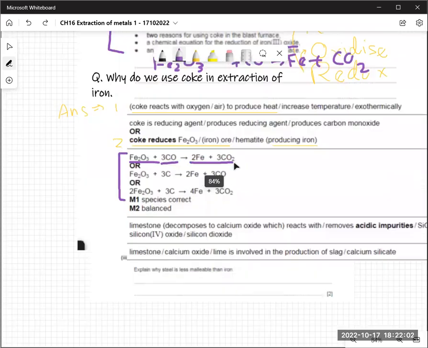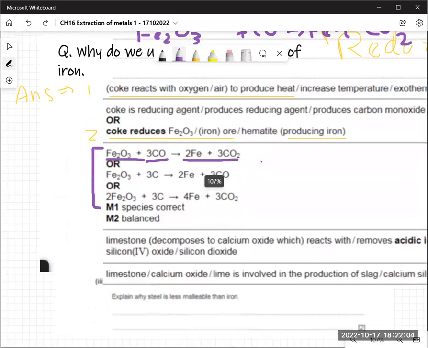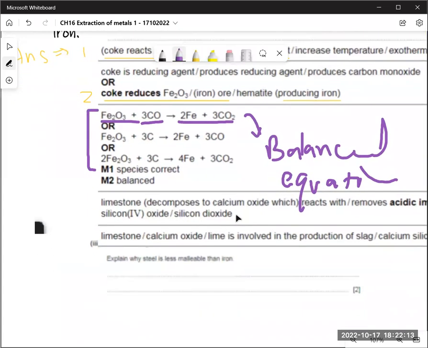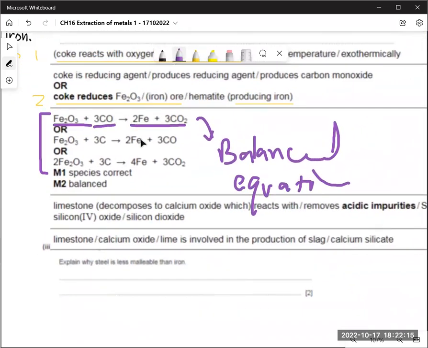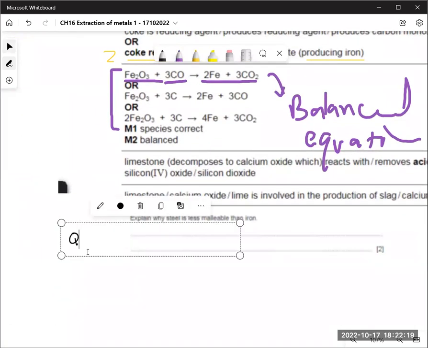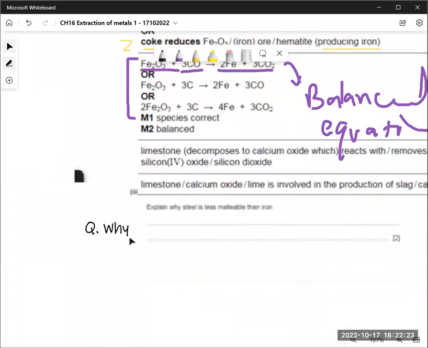The last thing is we wrote the equation. This is called the balanced equation, so the numbers in front must be correct. Next thing is: why do we use limestone in the extraction of iron?